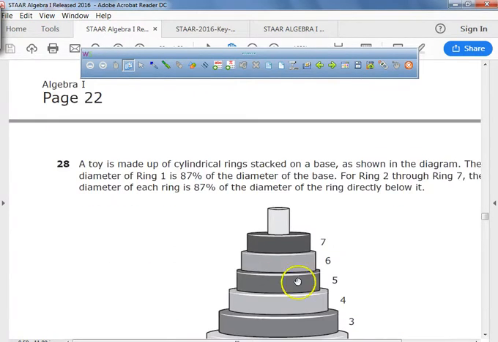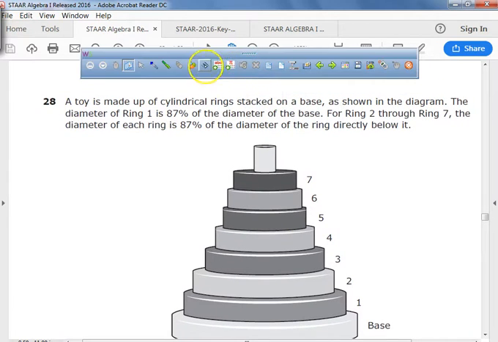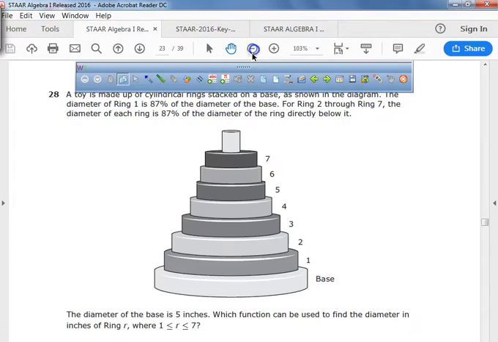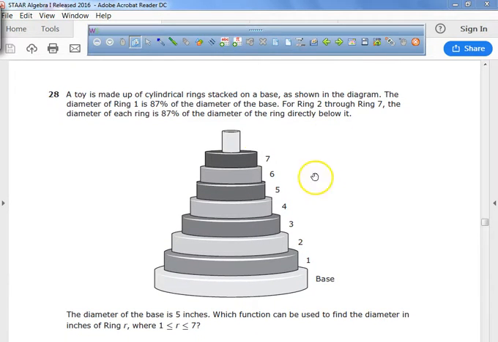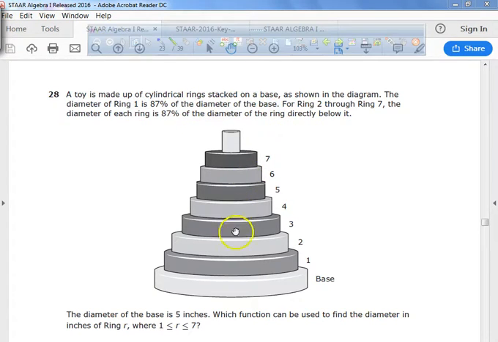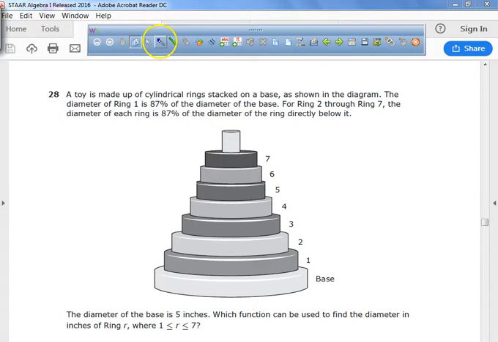All right, so moving on from there, let's go down to a little bit more difficult problem. Ooh, you've got some cylindrical rings. It says, a toy is made up of cylindrical rings stacked on a base. I kind of remember a toy like this, where you stack them in order as a little kid. The diameter of ring 1 is 87% of the diameter of the base. So over time, what's happening to the diameter? It's getting smaller by 87%.